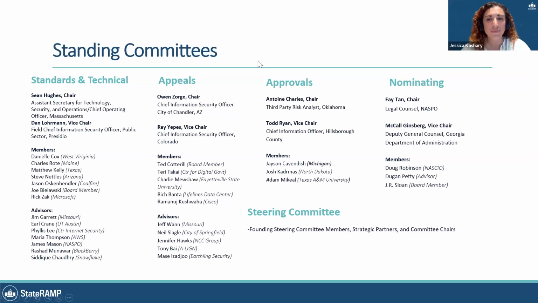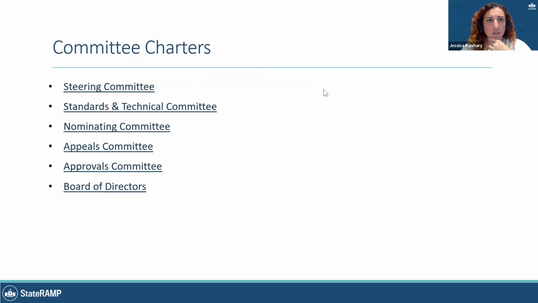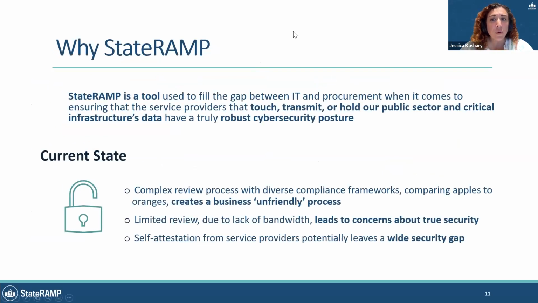That is correct. And then the next slide is just our committee charters for anybody that is interested. I like to geek out a little bit and sometimes go look at these things, so if anybody is interested, that's where you'll find those. Then next slide. The big question that of course everybody wants to ask is, why StateRAMP?